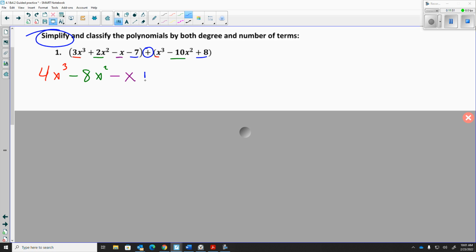Did I do every piece? Yes. Can I combine any of these? No, why not? None of them are like terms, right? I can't combine x cubed and x squared. I can't combine 1 and x squared. It's just not going to work. So all my like terms are done. So this is my final answer.